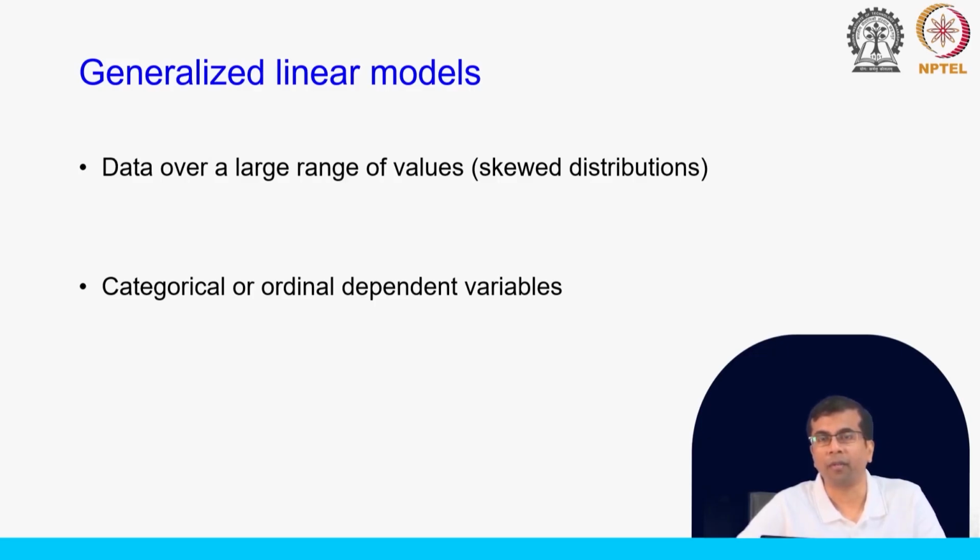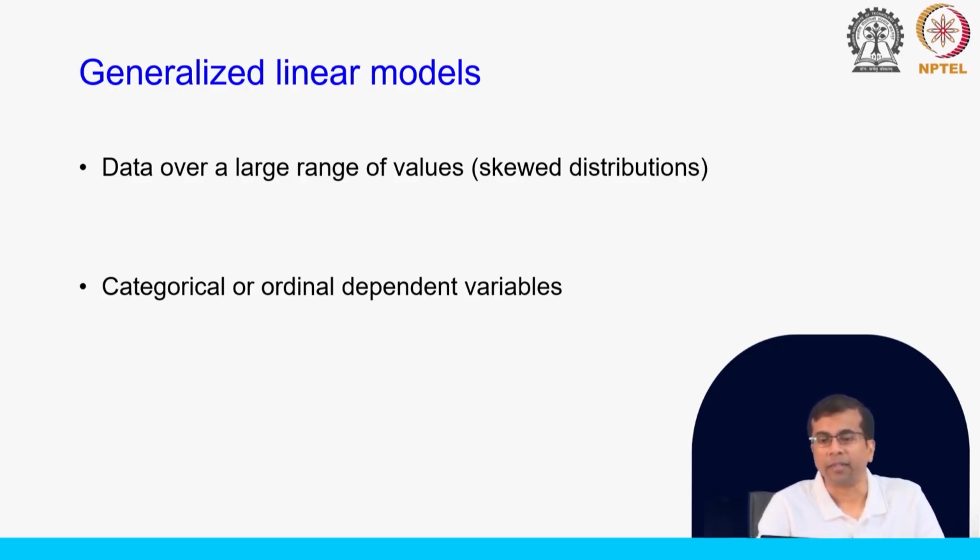Now, moving on to another term that we use, called generalized linear models, right. When we are talking about linear modeling, let us say we have data over a large range of values where we have skewed distributions, or we have categorical or ordinal dependent variables, right. So, instead of continuous values, we have categorical variables, with different classes, and you want to model that as a linear function of independent variables. Okay. All these situations come under something called generalized linear models.